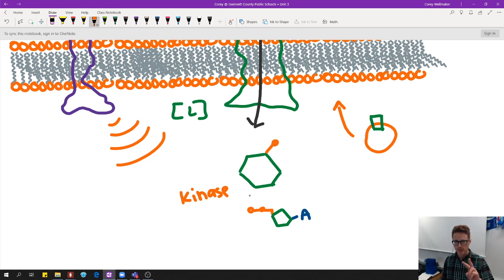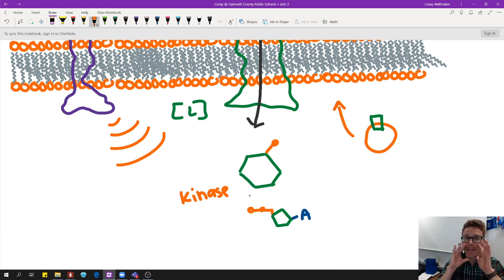Okay, so this accomplishes two things. The first thing is that it helps keep the concentration of glucose in the cytoplasm low. So this ensures that glucose continuously floods in as long as there's a pathway available. The second thing it does is that it makes this glucose molecule unable to leave the cell.